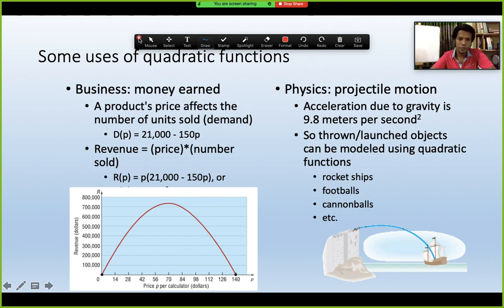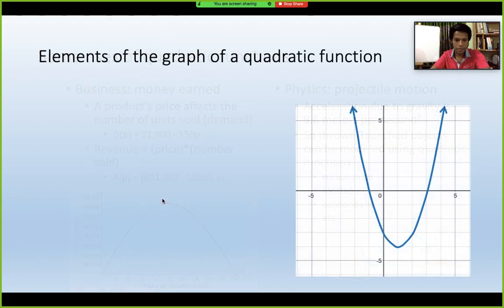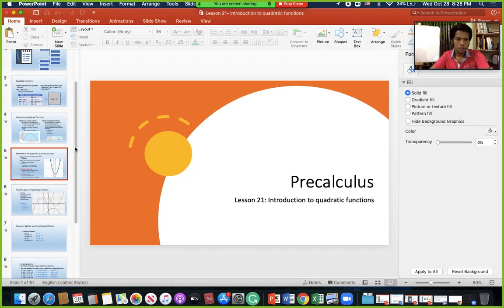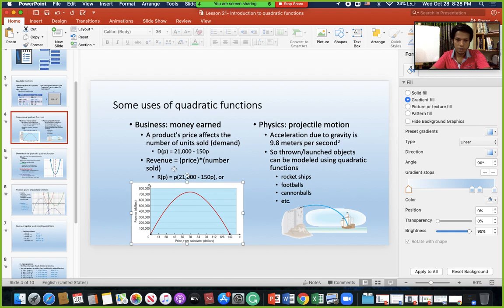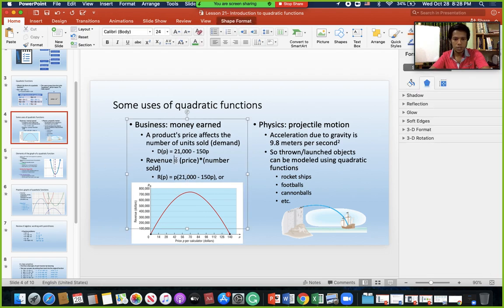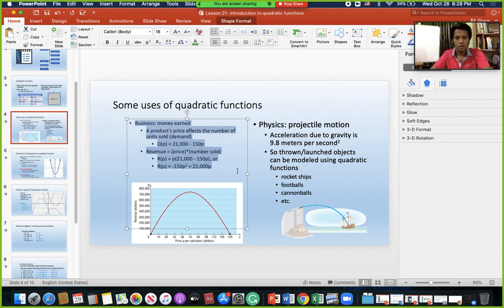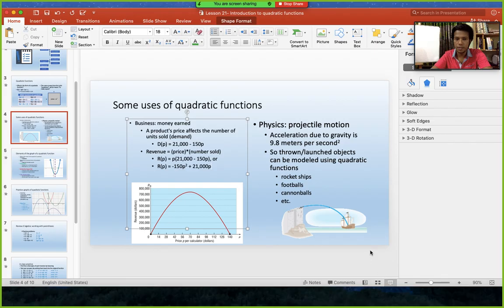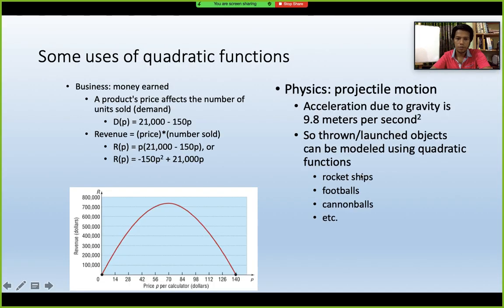projectile-related problems. Let me make this picture a little bit smaller. Yeah, so this works. As I said, this is the application of quadratic functions. We can use quadratic functions for solving maths related to this.